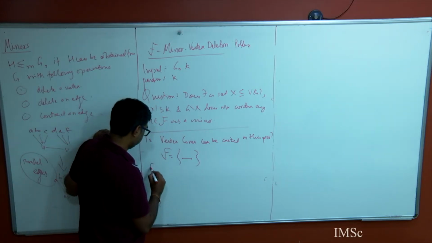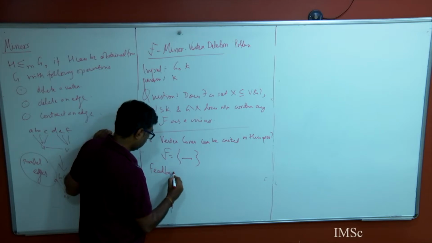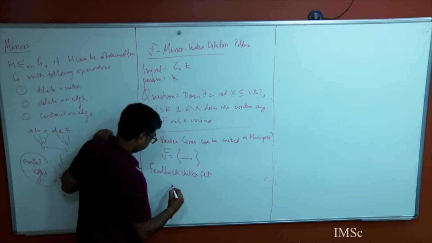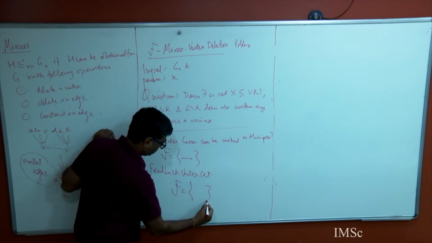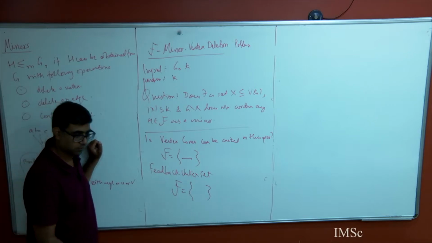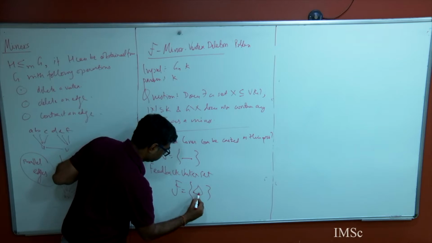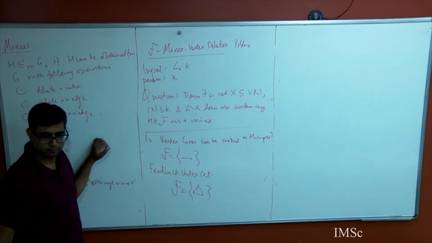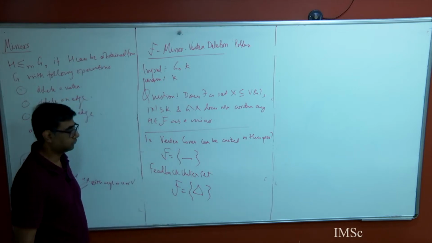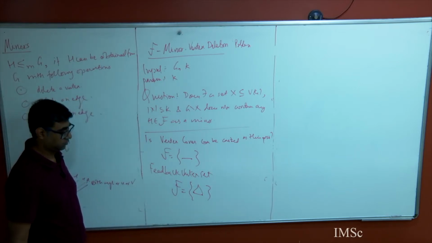Feedback vertex set. Huh? Yeah, if you allow parallel edges, you can also allow loops. This is fine. Okay.